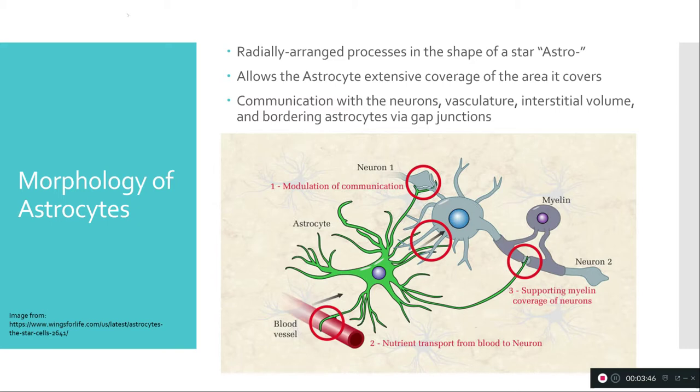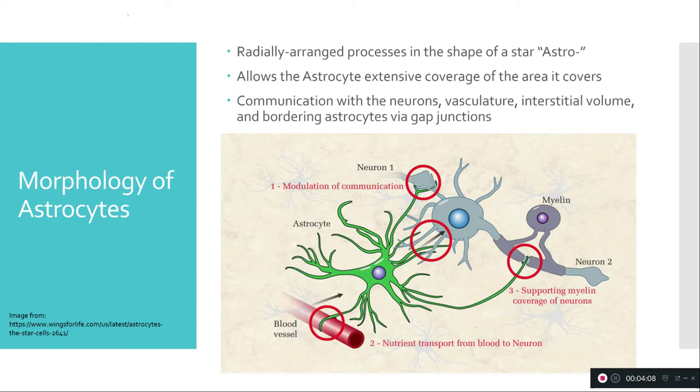Basically, the more arms and legs it has, the more area it can cover, which is good from a surface area standpoint, right? The more arms and legs you have, the more things you can touch and influence. So communication with the neurons and the vasculature and the interstitial volume, the extracellular matrix, all of that is affected by the astrocyte.